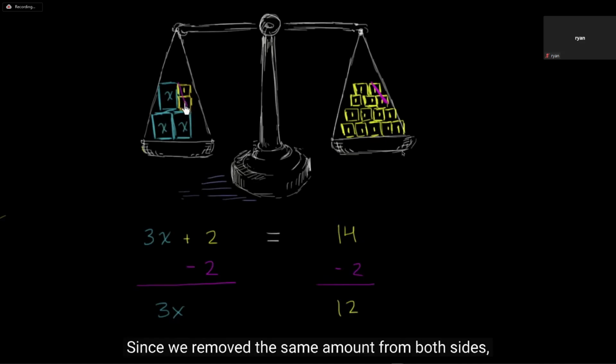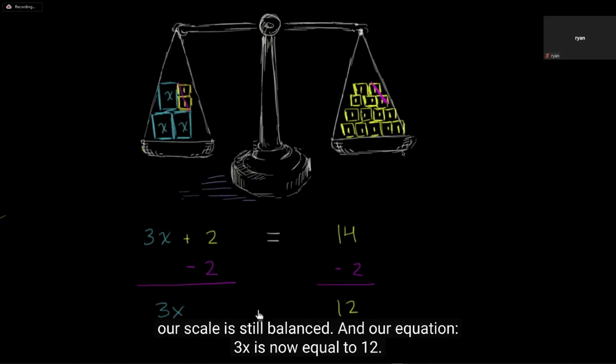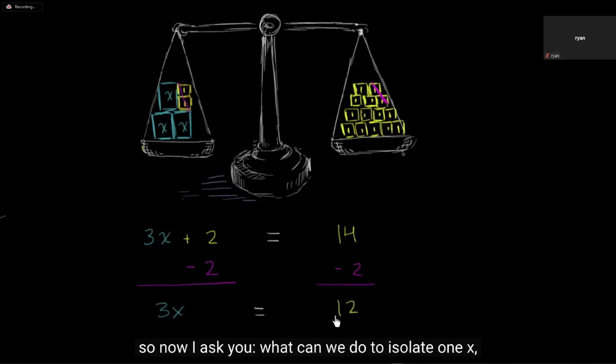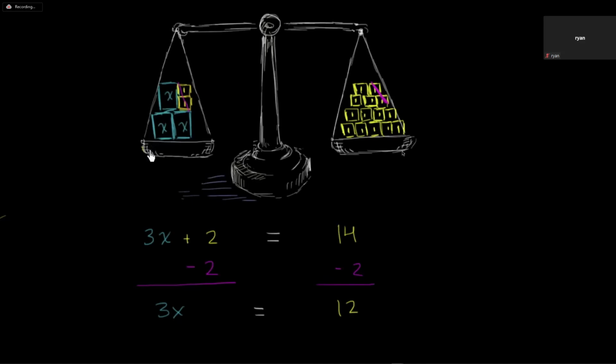And since we removed the exact same amount from both sides, our scale is still balanced. And our equation, 3x, is now equal to 12. And now this turns into a problem very similar to what we saw in the last video. So I will ask you, what can we do to isolate 1x, to only have 1x on the left-hand side of the scale, while keeping the scale balanced?